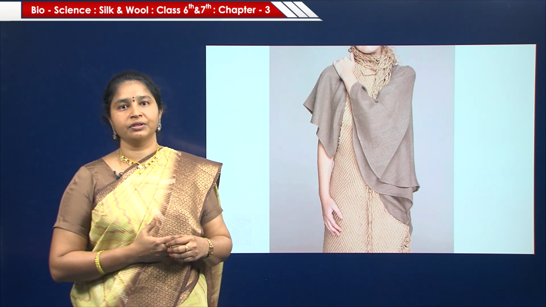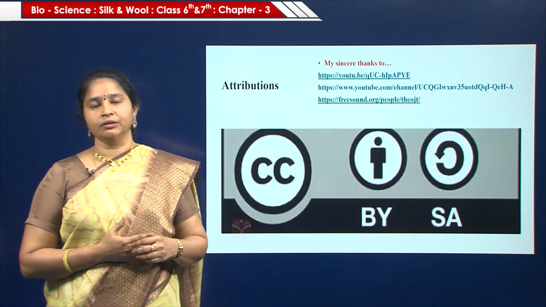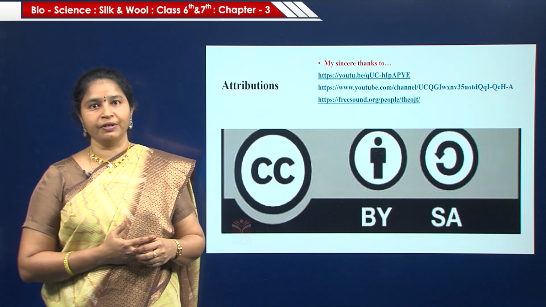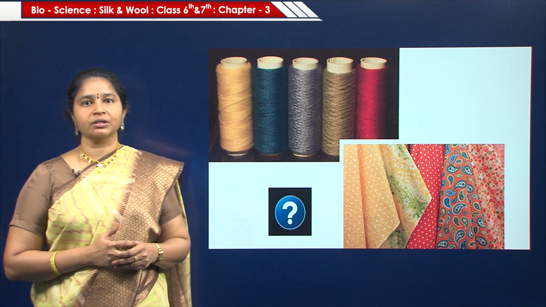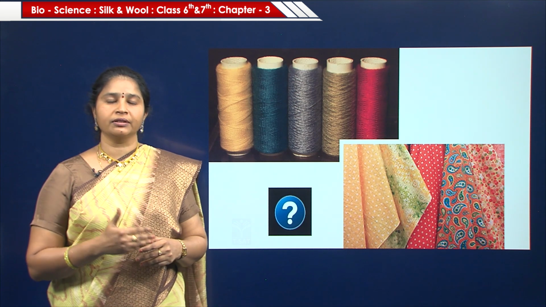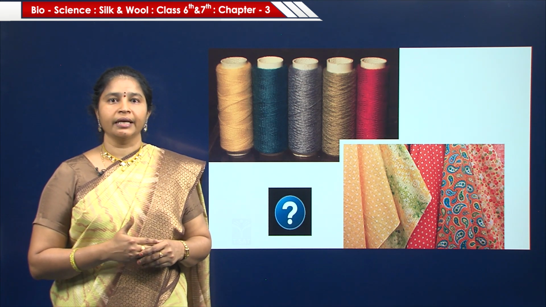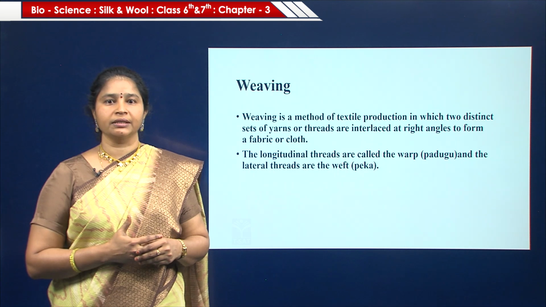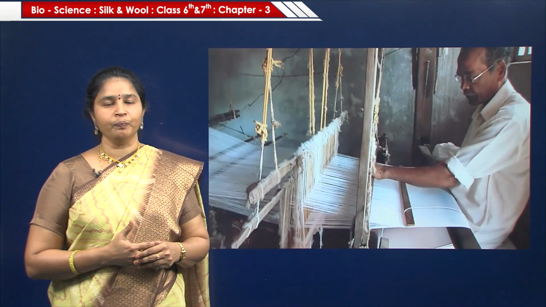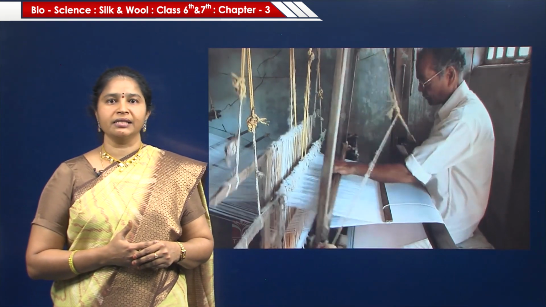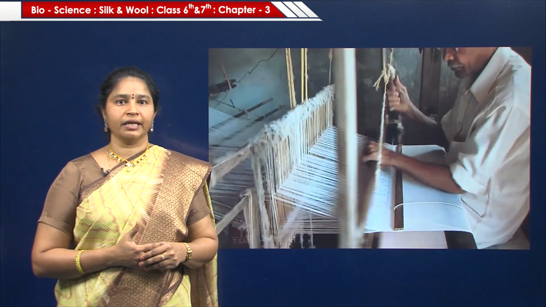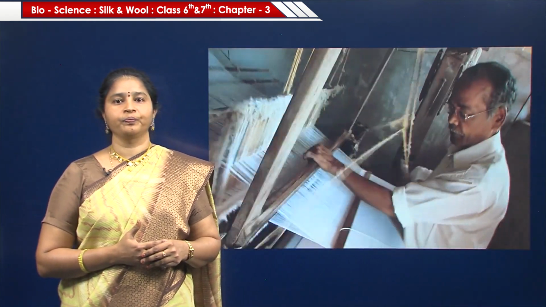So children, you have seen the process of making jute fabrics. Now let us see the process of weaving. What is weaving? Weaving is a process of interlacing two sets of threads. One is longitudinal threads, those are called warp threads, and another one is crosswise threads, those are called weft threads. Here the person is weaving on the hand loom. He is using his hands and feet to interlace the lengthwise and crosswise threads on the hand loom.